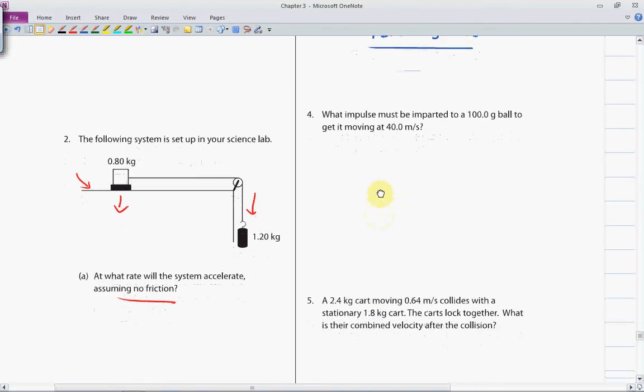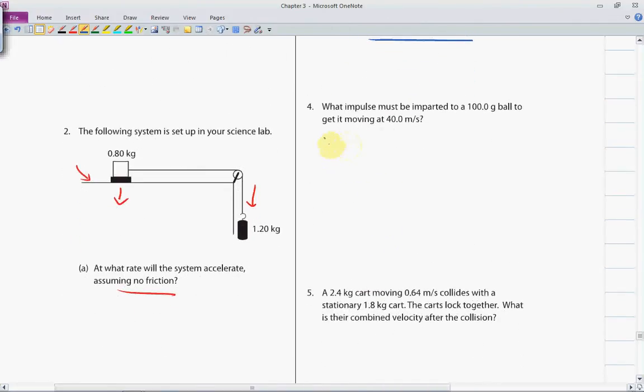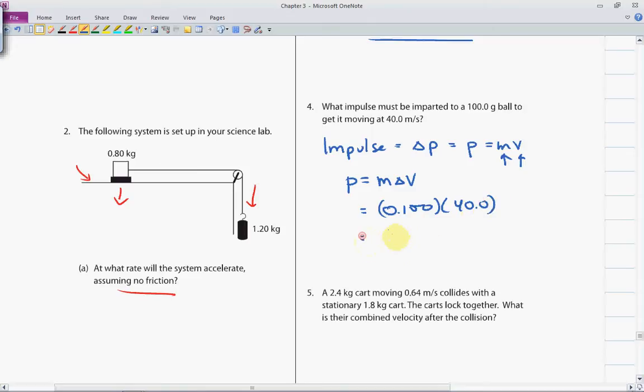And for number 4, it asks about impulse. Impulse is equal to the change in momentum, which is equal to, since P is equal to mv, we could say that one of these two factors has to change, and it's usually velocity. So P is equal to m times the change in velocity, and since it wasn't moving, and now it is moving at 40 meters per second, the impulse is 4 Newton seconds.